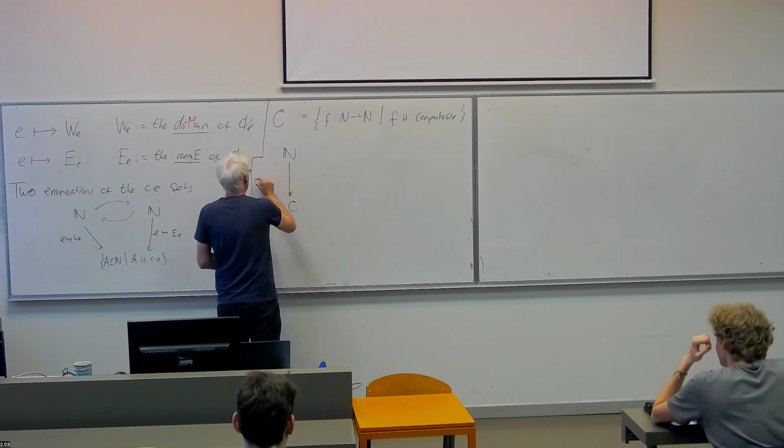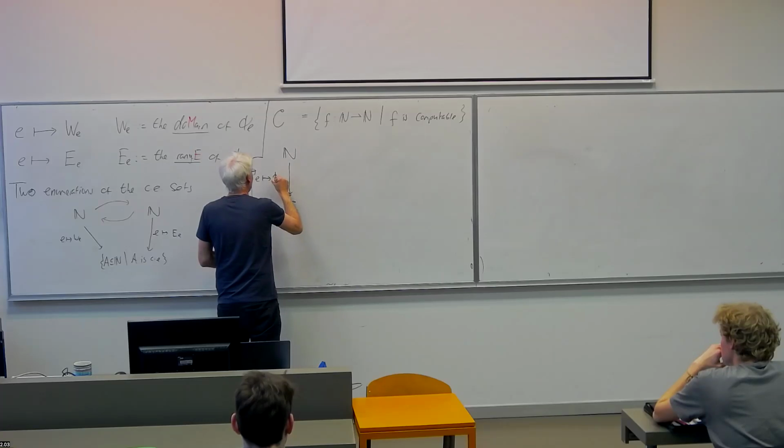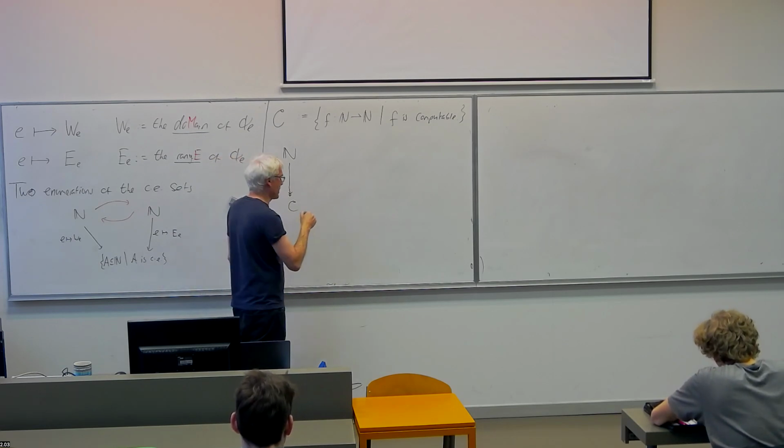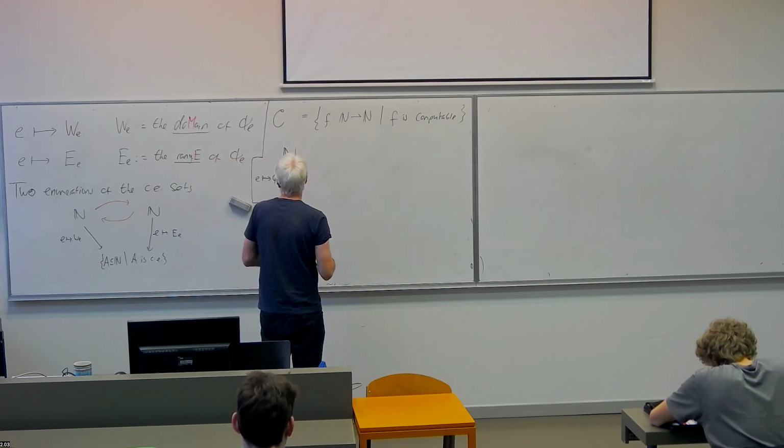So this is e maps to phi sub e. Psi is our notation for the universal computable function, psi U.